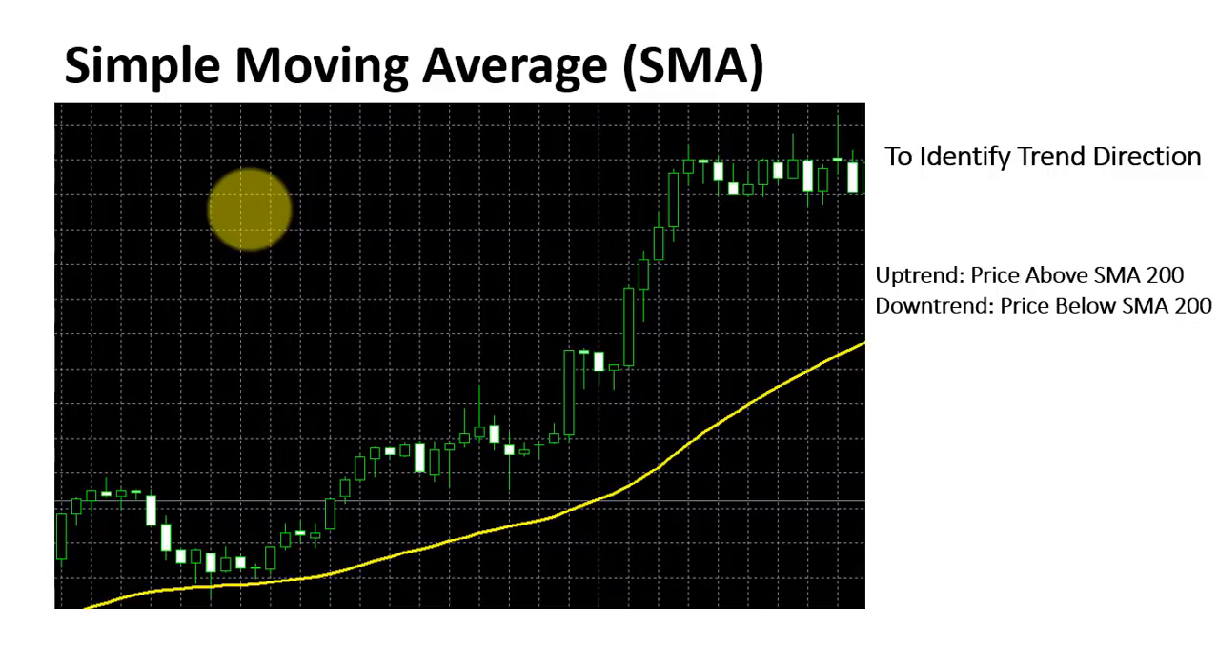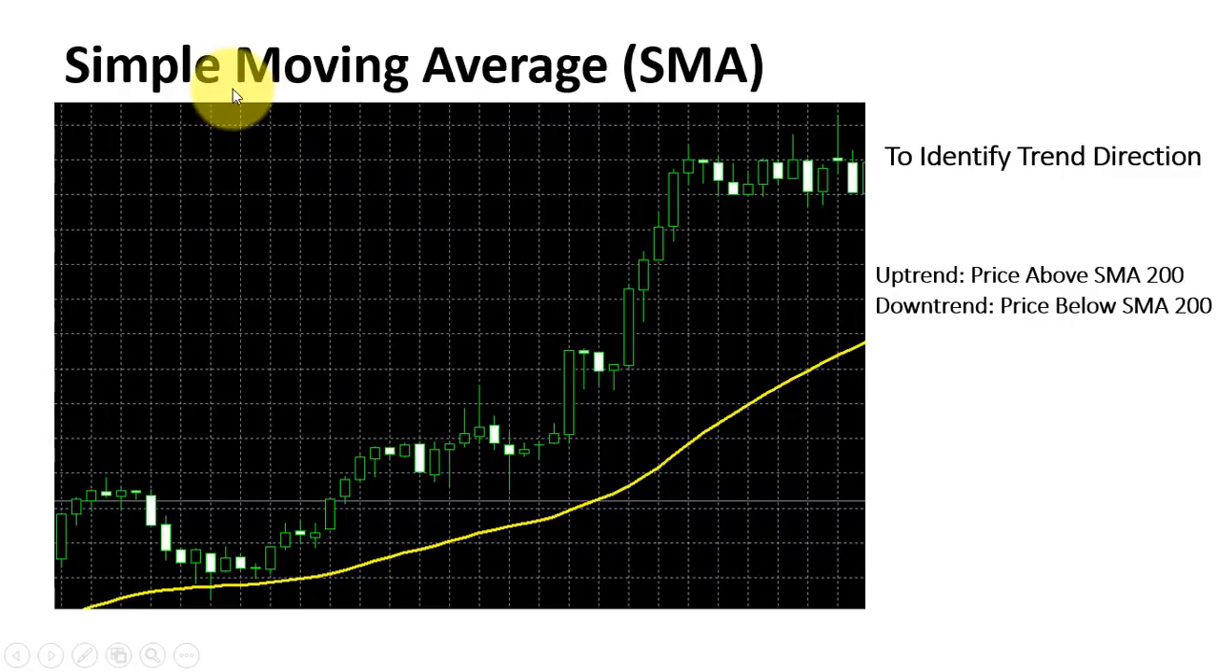Identifying trend is one of the key functions of moving averages, which are used by most traders who seek to make the trend their friend. Moving averages are lagging indicators, which means they do not predict new trends, but confirm trends once they have been established. So as you can see here, when prices are above the moving average, they are in uptrend. When prices are below the moving average, they are in downtrend.